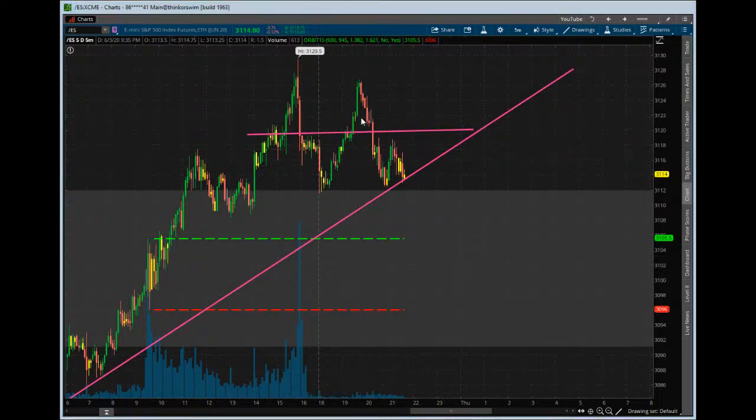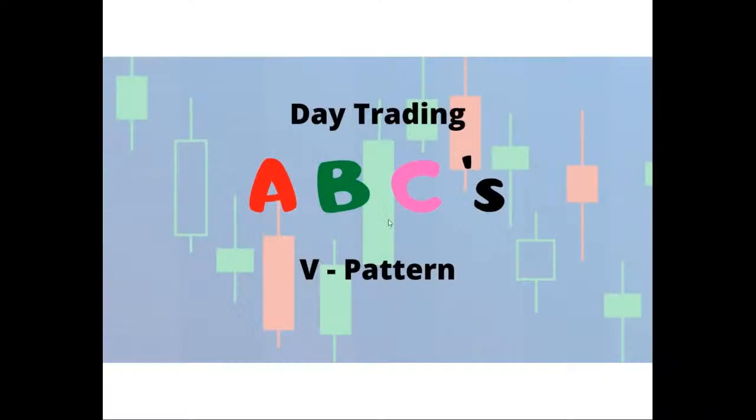So good stuff. Today we're going to be continuing our discussion here on day trading ABCs, brought to you by the letter V, and we're going to be talking about a V pattern. So the V pattern, everybody should be very familiar with this one, right? This is basically the market goes down sharply and then it goes up sharply after that, right? So let's take a look.